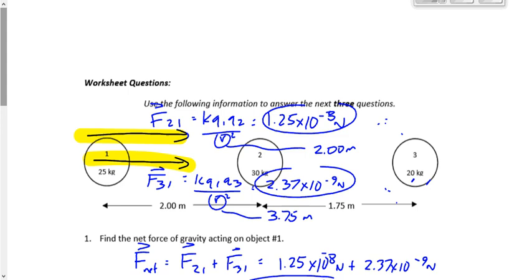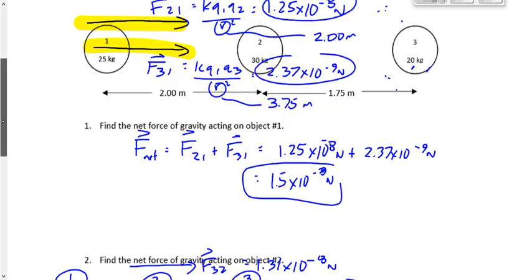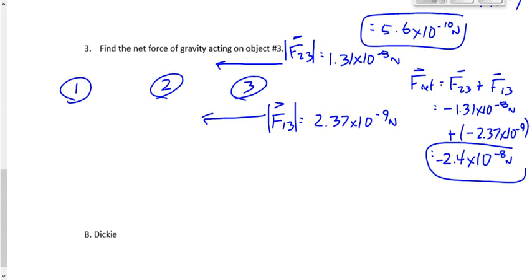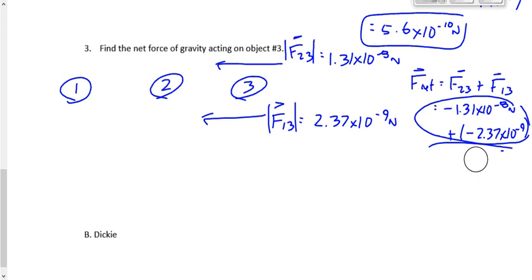Quick mistake. Got to fix a quick mistake here, guys. Just brought to my attention. Question number 3. These numbers appear to be correct, but somehow I did the math wrong. When I add those together, I shouldn't get negative 2.4 times 10 to the negative 8 in question number 3. I should get negative 1.5 times 10 to the negative 8 newtons. Is that right now?